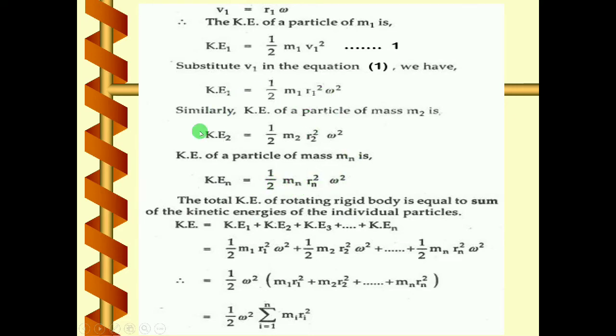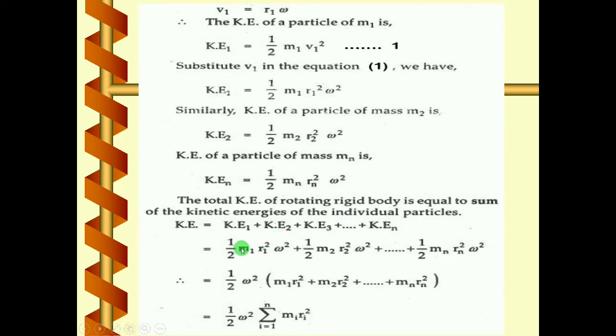As we are writing the kinetic energy of particles separately, if you want to determine the total kinetic energy of a rigid body, you can write it as the sum of the kinetic energies of the individual particles. So what you can write here, kinetic energy will be equal to the kinetic energy of the first particle plus the kinetic energy of the second particle, likewise up to the kinetic energy of the last particle, that is the nth particle. So we can add all the kinetic energies.